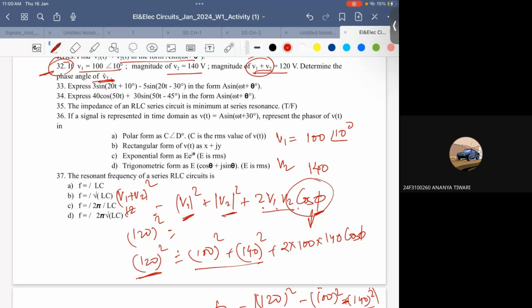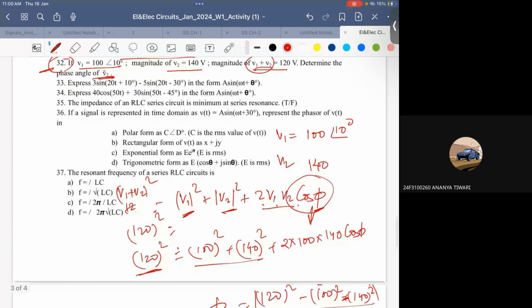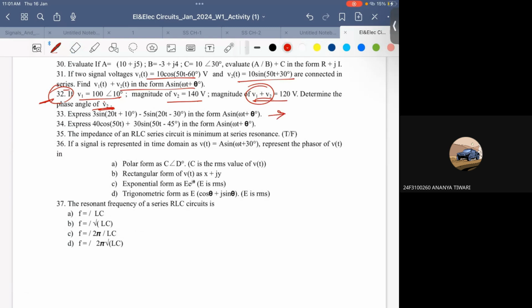By the formula sine(pi by 2 minus phi) is equal to cos theta. No, from there also, I don't think you'll be able to write it. So this is 3 sine(20t plus 10), and this is minus 5. Okay, so I don't think so. We'll have to use the other method, I guess.